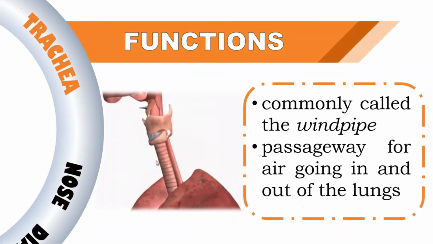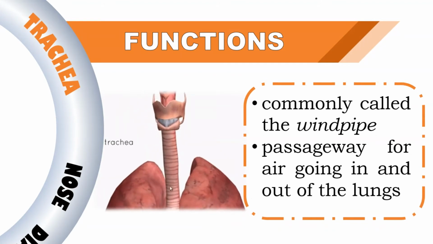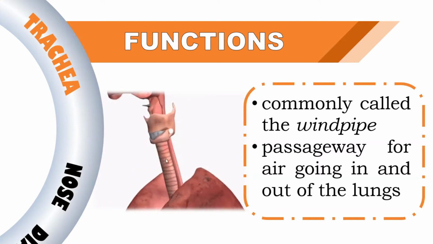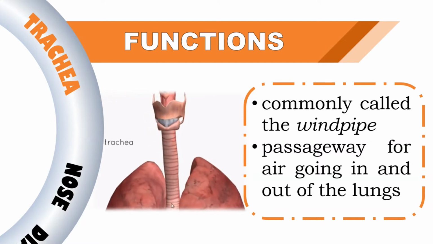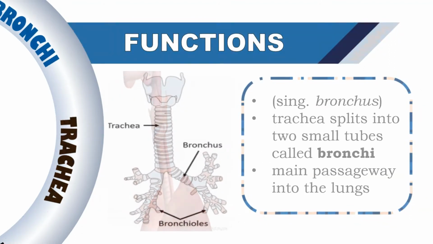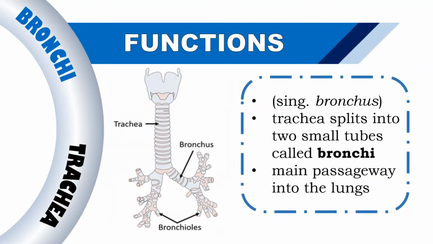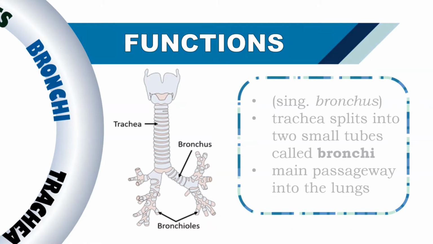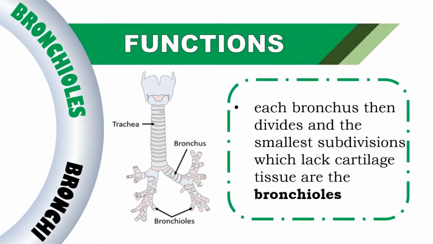Next is the trachea. It is commonly called the windpipe. It functions as the passageway for air going in and out of the lungs. The trachea then splits into two small tubes called bronchi. Singular form, bronchus. It is the main passageway into the lungs. Each bronchus then divides, and the smallest subdivisions, which lack cartilage tissue, are the bronchioles.